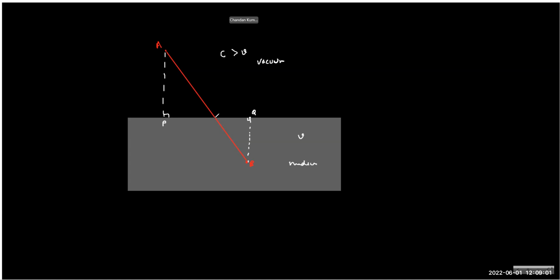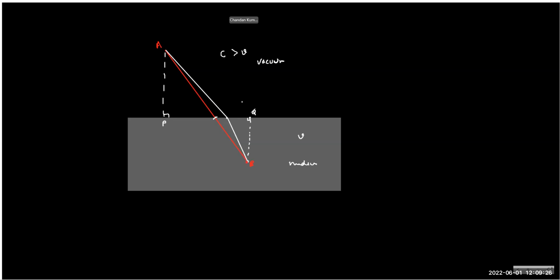So definitely you want to minimize this time. You want to cut short the length in the medium. So you want to travel less in the denser medium. To travel less, you can go somewhere here. If you hit something here, the length which you travel in the denser medium will reduce. You can see it.